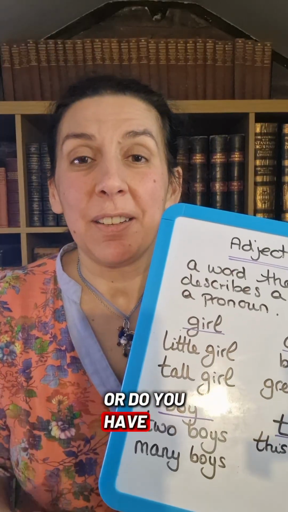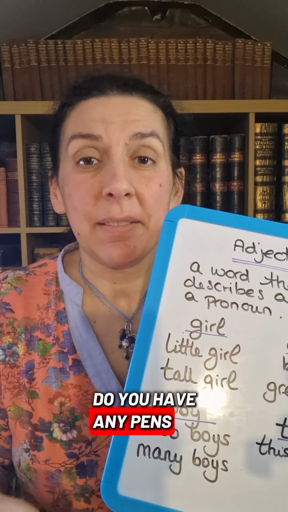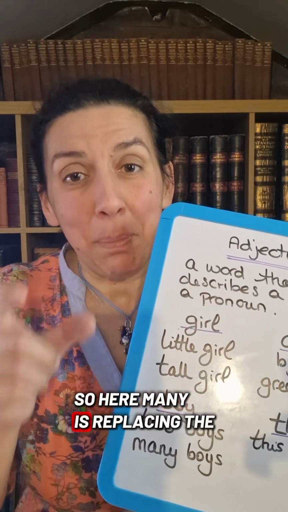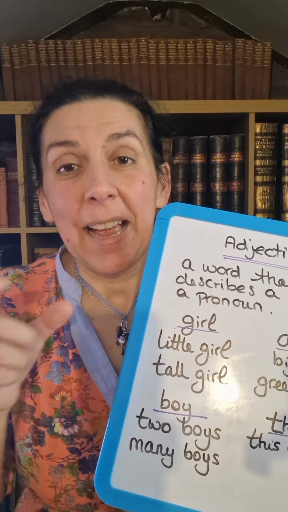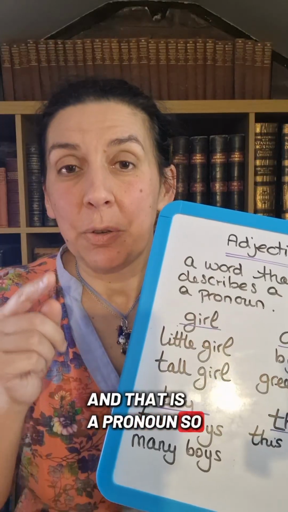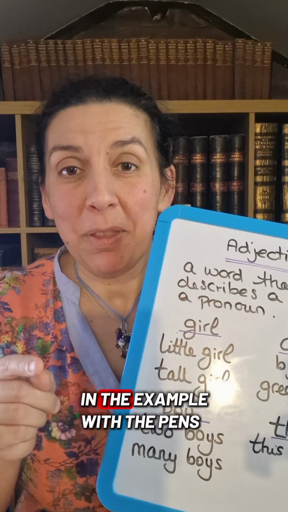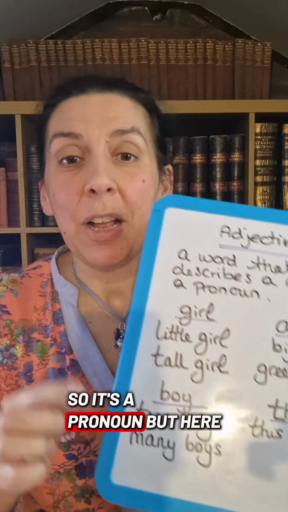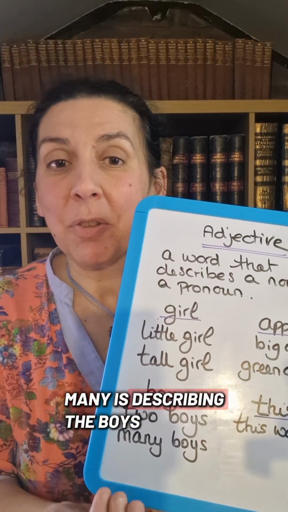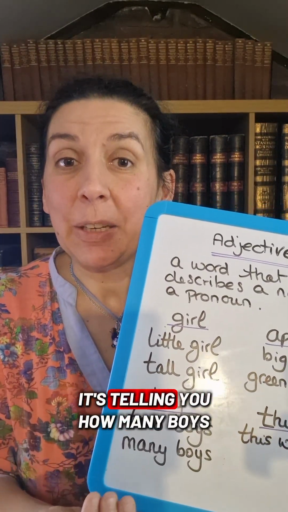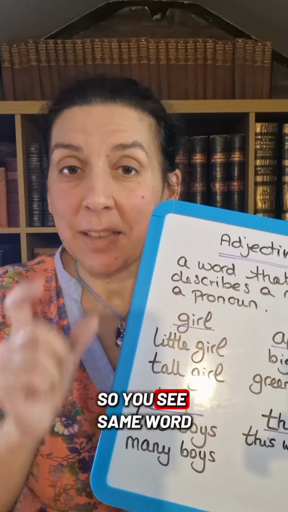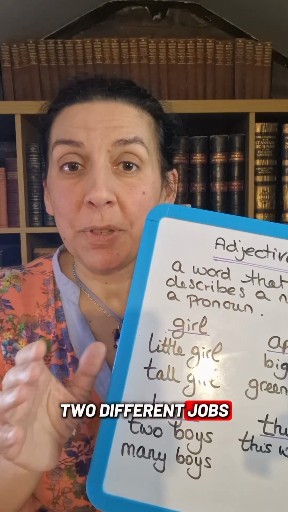Or do you have any pens? Yes, I have many. So here, many is replacing the pens, and that is a pronoun. So the job there of many, in the example with the pens, is replacing the pens. So it's a pronoun. But here, many is describing the boys. It's telling you how many boys there are or the quantity of boys. So you see, same word, two different jobs.